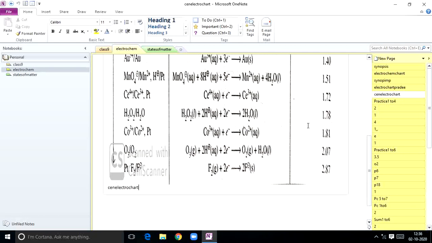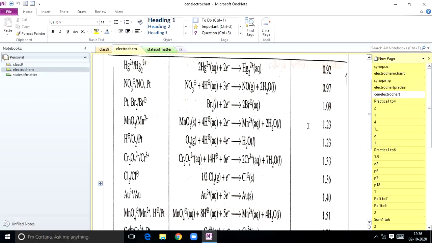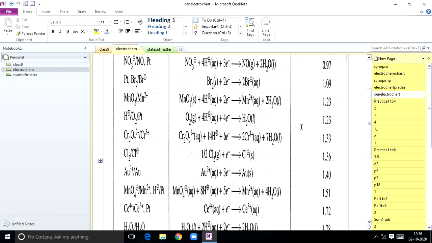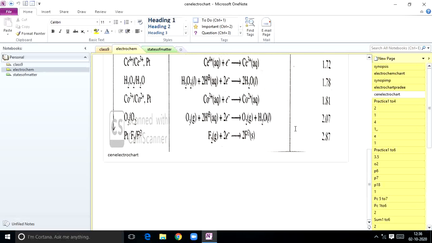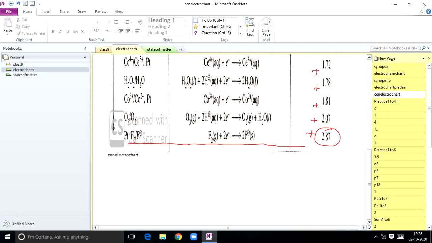This is another one. So finally, if you continue the chart, finally that is fluorine. This one you can see F2 plus 2 electrons, that is plus 2.87. All values are positive, right? So for fluorine, it has got the highest positive reduction potential value, and lithium has got the minus 3.05, least reduction potential value.